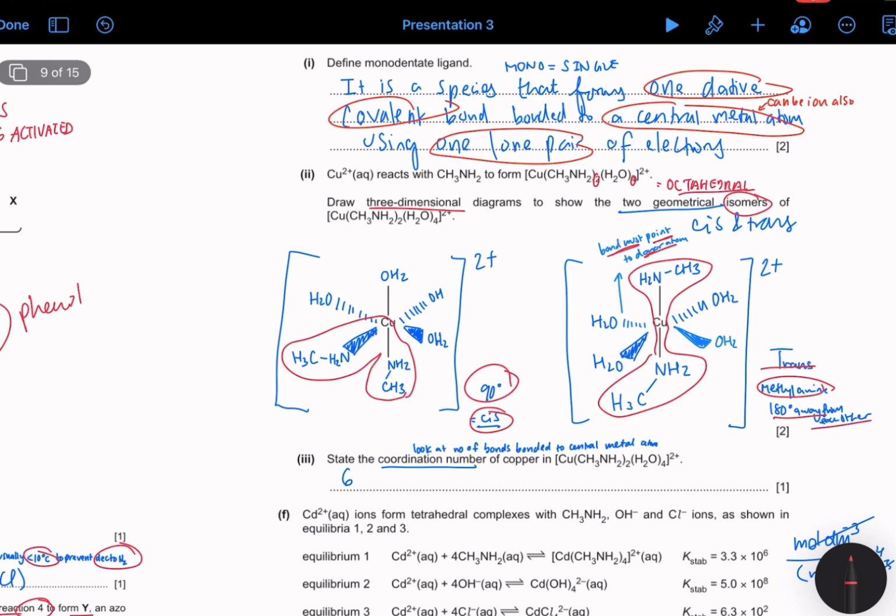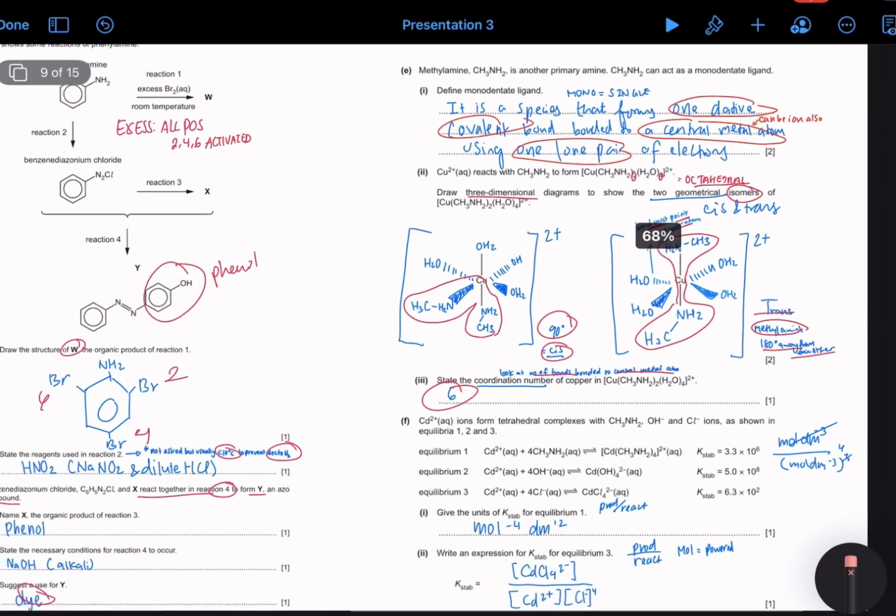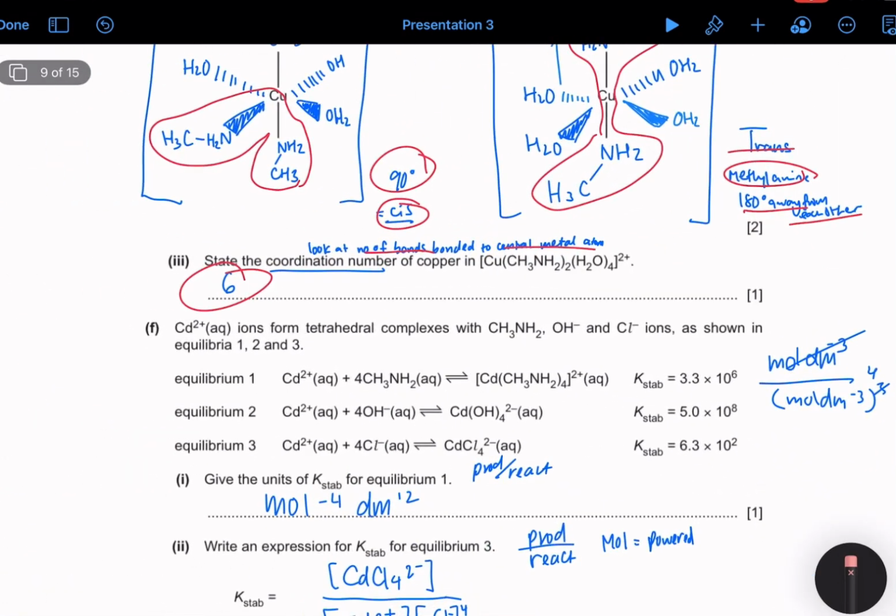Alright, question I. State the coordination number of copper in [Cu(CH3NH2)2(H2O)4]2+. So again, you just look at the number of bonds bonded to the central metal atom. How many do we have? 1, 2, 3, 4, 5, 6. Coordination number is 6. Okay, question F.